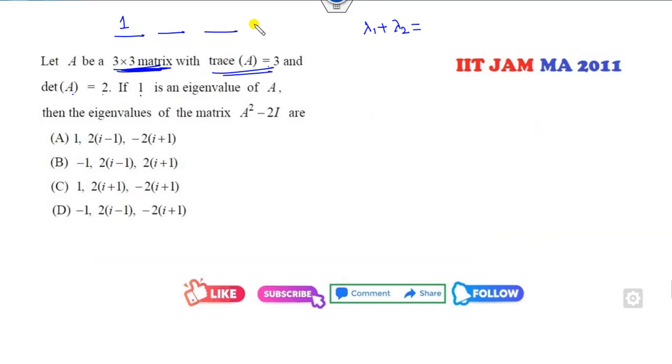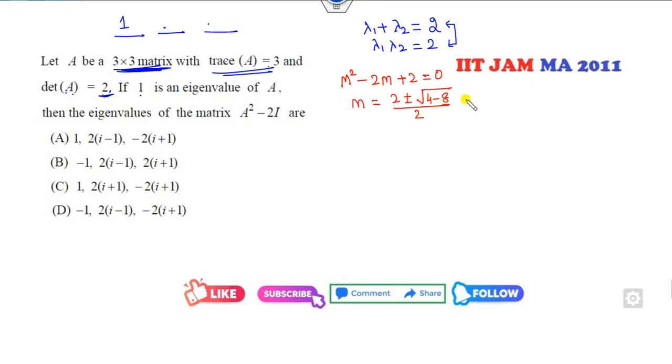The trace is 3, so the remaining 2 eigenvalues sum to 2. The determinant is 2, so the product of these 2 eigenvalues is also 2 because the first one is 1. Once you know these 2 equations, I can solve: m squared minus 2m plus 2 is equal to 0. So what are the eigenvalues? I can solve by minus b plus minus square root of b squared minus 4ac divided by 2, so 1 plus minus iota.